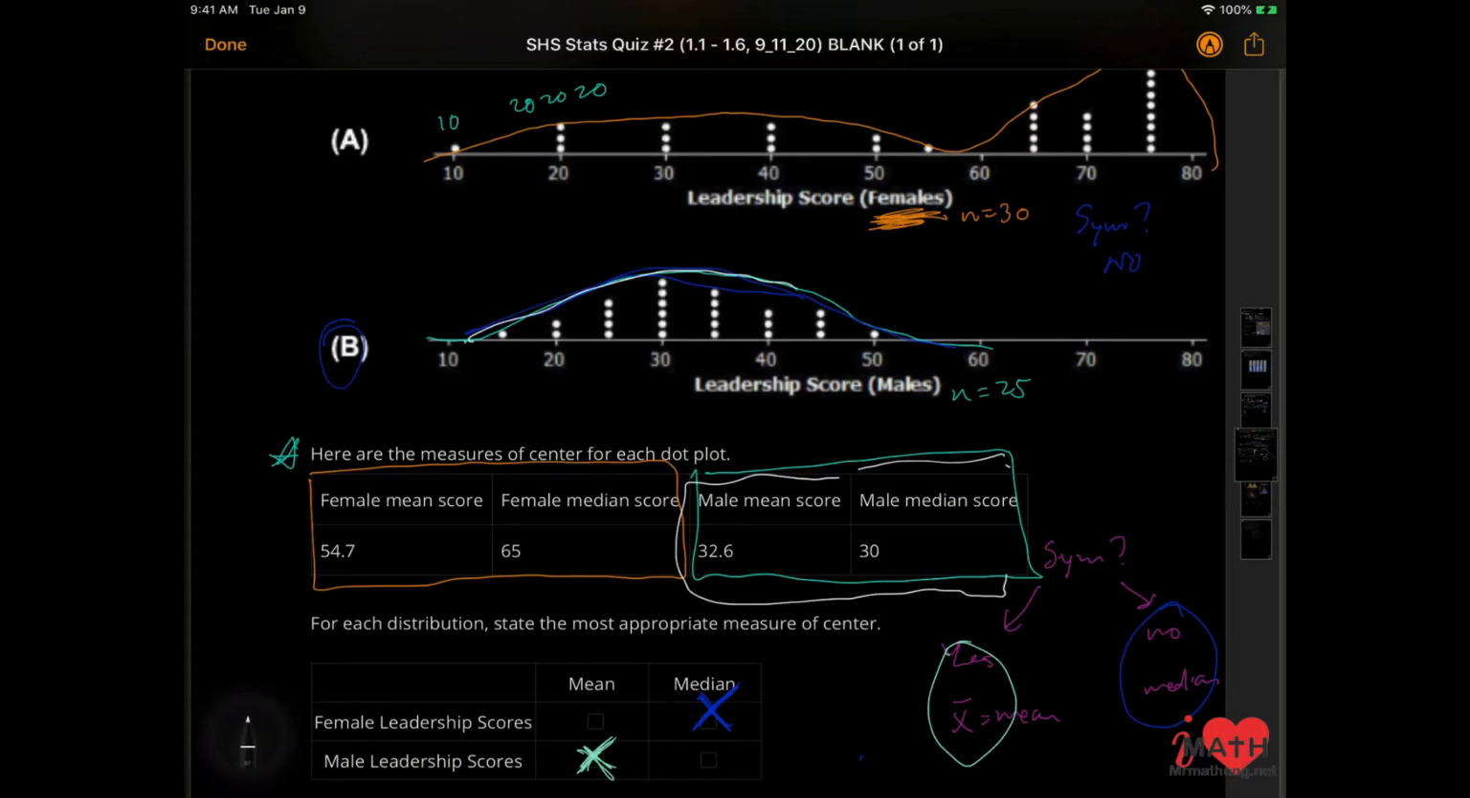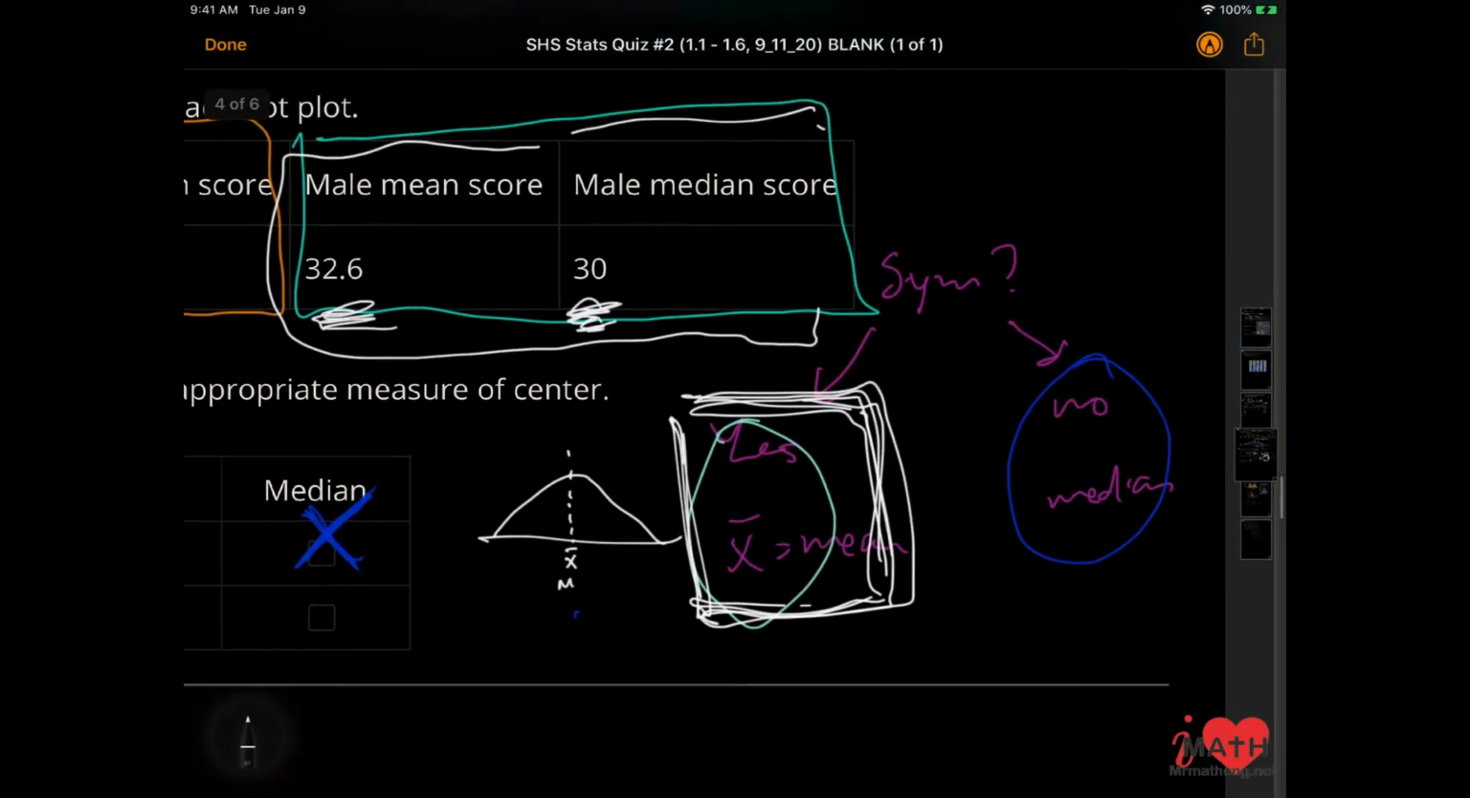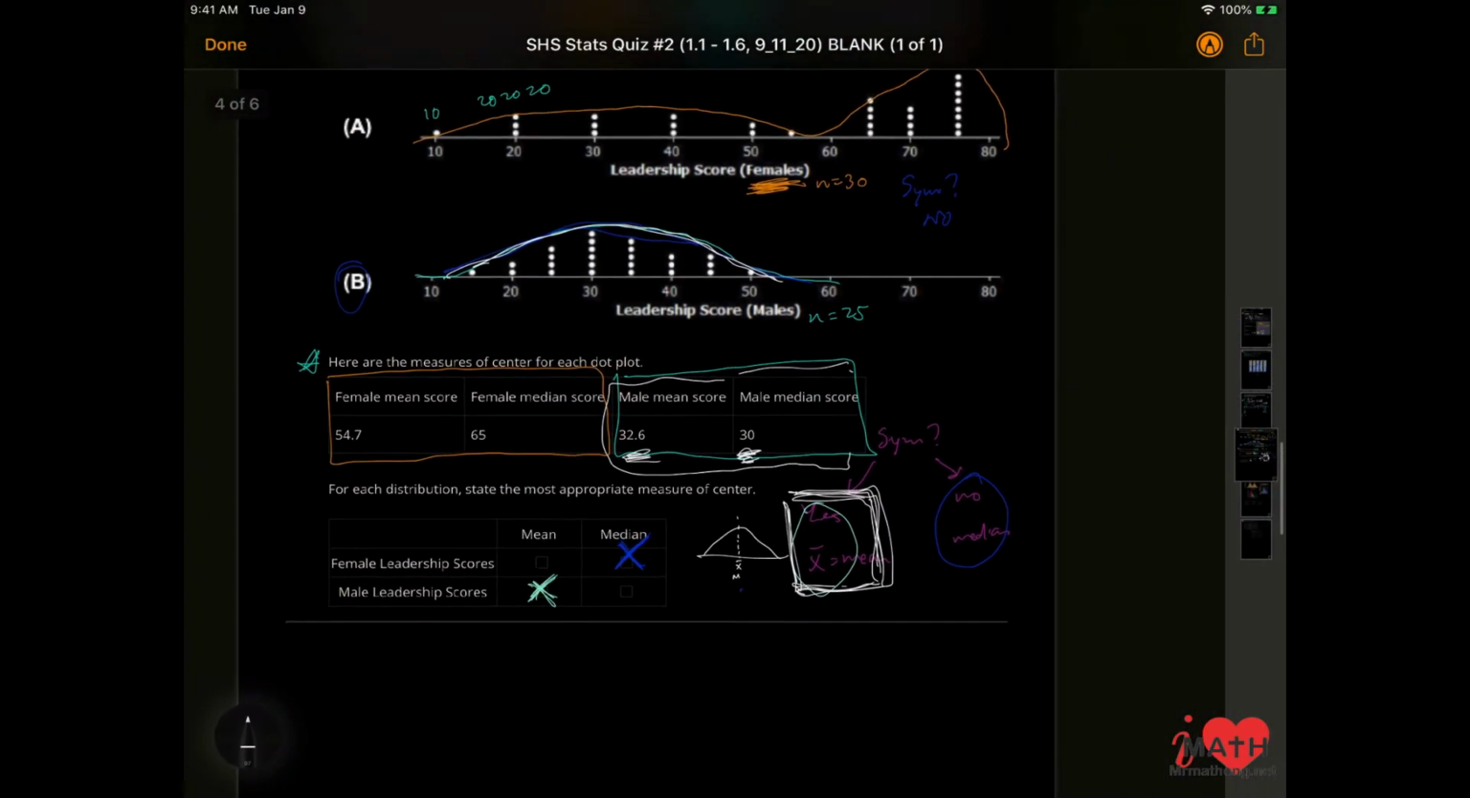Another way of looking at it is, in the males, you'll notice that the mean and median scores are pretty much the same. And when that's the case, that means it's normal or symmetrical. And here's the reason why. There's a measure of center, and if the mean and the median are near the same, then it's symmetrical as a visual.